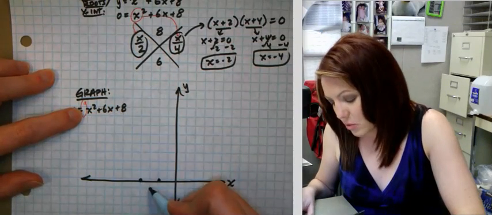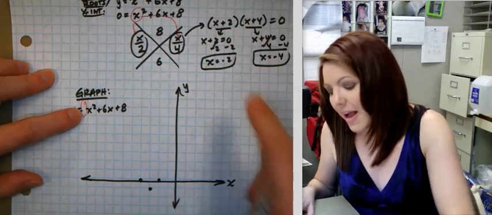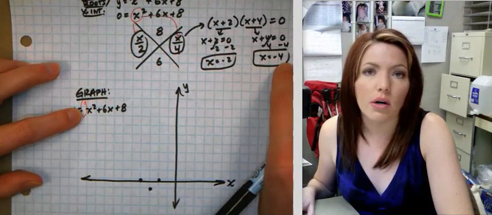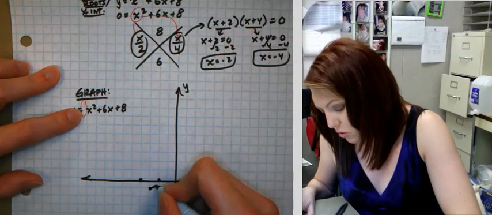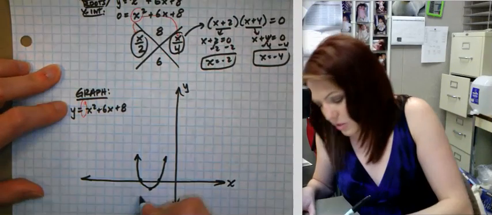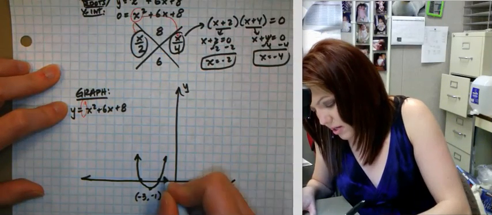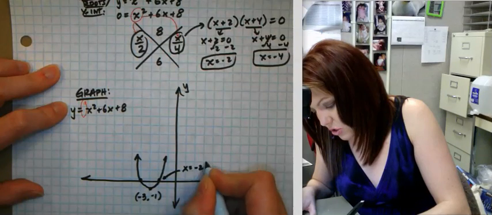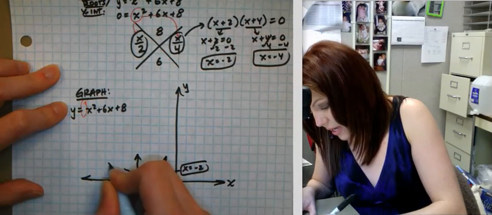A is a positive 1, so we go left 1, up 1, right 1, up 1. And those also happen to be our x-intercepts. So those are our points, and we connect them with a curve. All right, so again, vertex -3, -1. That's x equals -2, and this one is x equals -4.